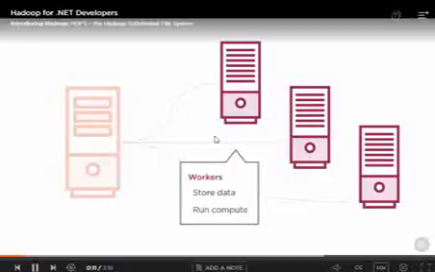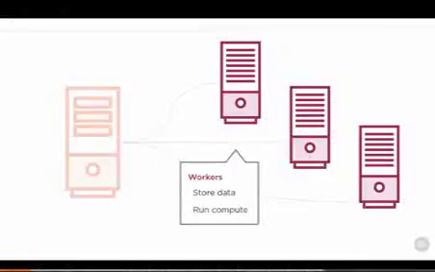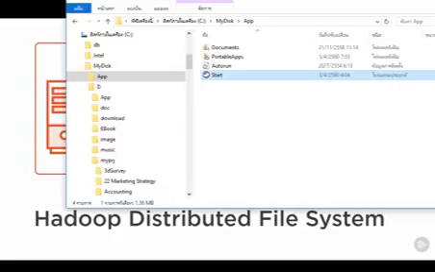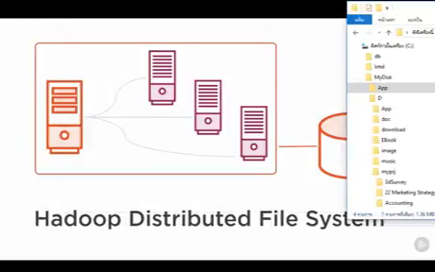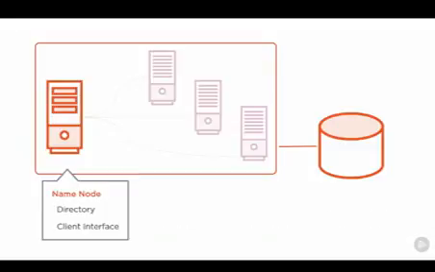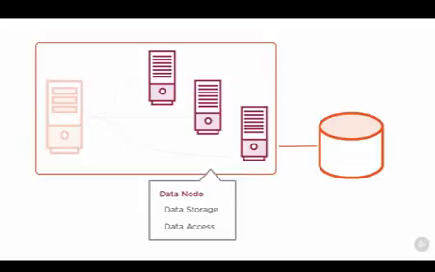do the actual work. This is the case for both the storage and the compute parts of the platform. The storage layer is called HDFS, the Hadoop Distributed File System, and it runs on the cluster as two different services. The master server runs the name node service, which stores the file system directory and is the entry point for clients to access data.